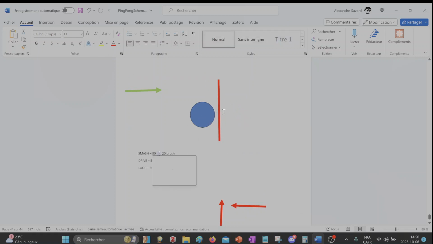Maybe a smash will typically be something like 80% of a hit and 20% of a brush. A drive will perhaps be 50-50, a typical forehand drive. A loop will normally go more towards the brushing aspect. And there are some differences in nomenclature in these things and what we mean when we say exactly these things. But there's this general concept that's very important, that there's a ratio in here.